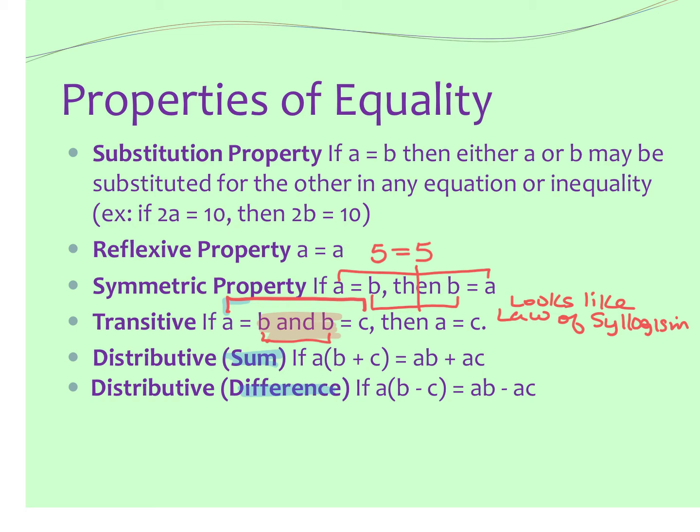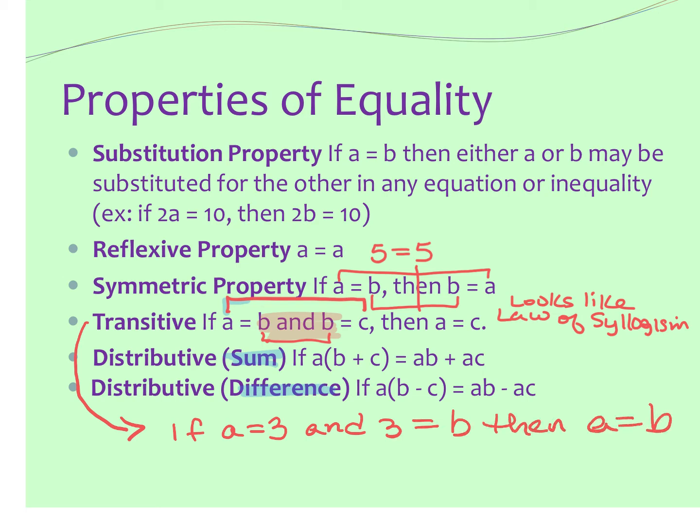So another example that I could show you for transitive to show you how it overlaps. An example of transitive could be if A equals 3 and 3 equals B, then you could say that A is equal to B because they're both equaling 3. So again, you see how the 3's would cancel out, and then you can go from the beginning to the end because they're both 3's.